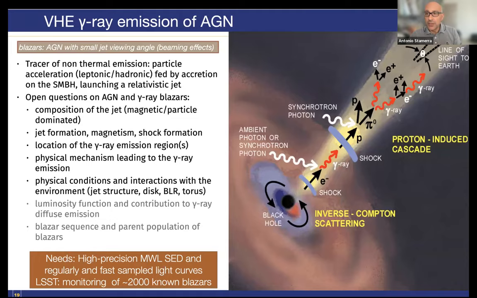So let's finish with the AGNs, with the extragalactic sky in the gamma ray sky.